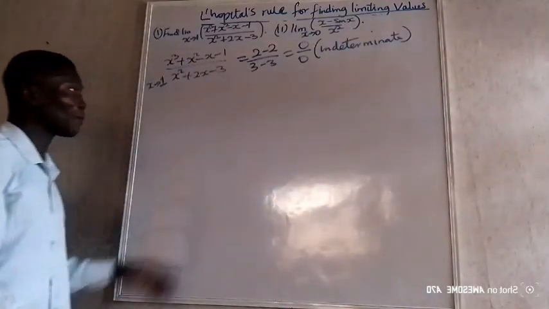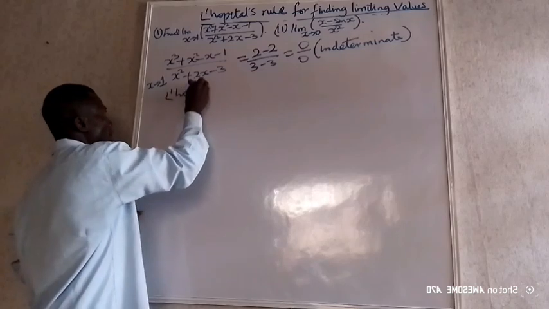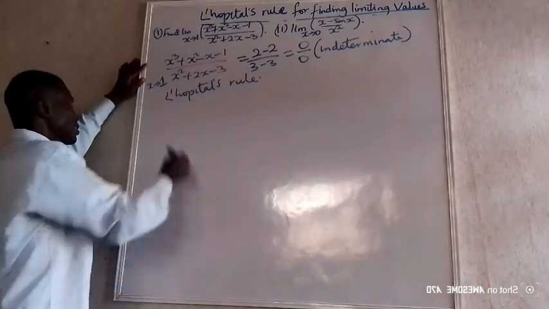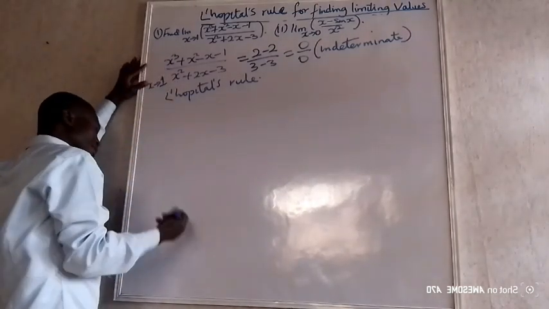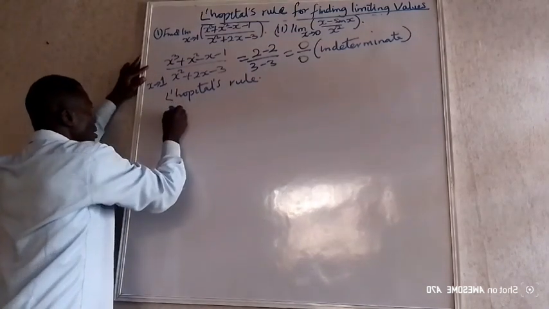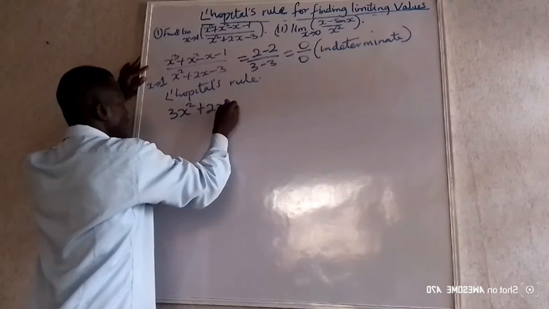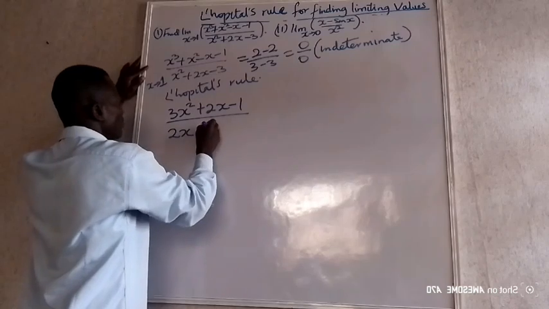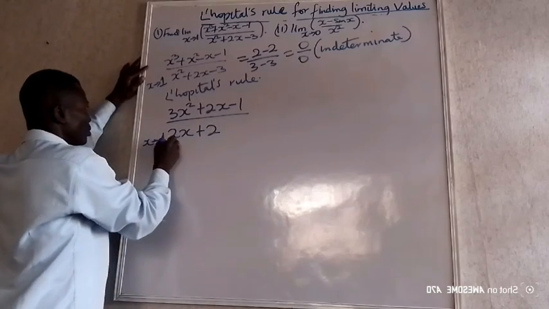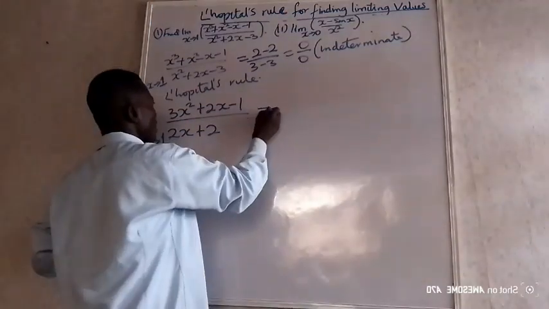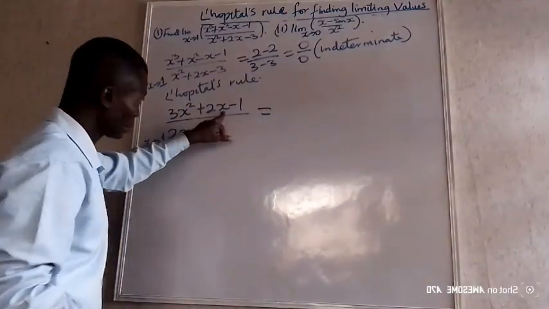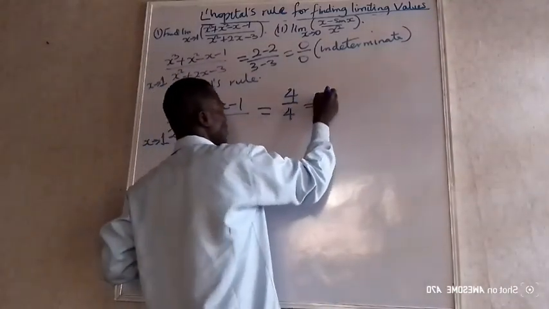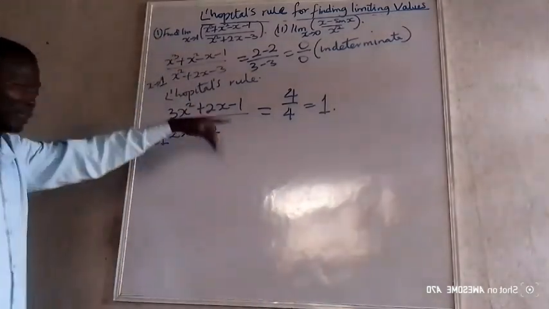So what do we do next? We apply L'Hopital's rule. How do I do that? I differentiate the numerator and differentiate the denominator. So it's going to be 3x squared plus 2x minus 1 divided by 2x plus 2 when x tends to 1. So this is going to give me 3 plus 2, 5 minus 1, 4. 2 plus 2, 4. And that gives me 1. So the value of the first one is 1.